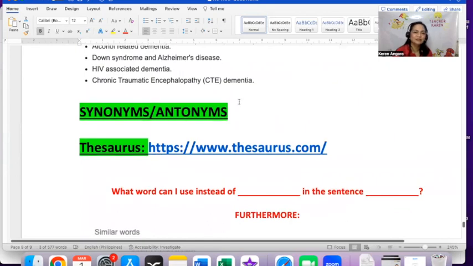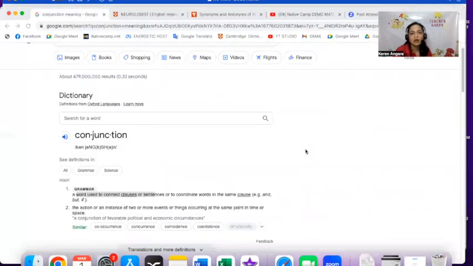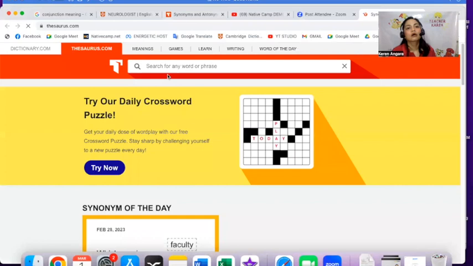We have synonyms and antonyms. And with this, you got to use thesaurus. Let's say, other than the word cure, what other words could I use in its place? Or does the word dementia have an opposite word or so, anything like that? So you could use thesaurus. Let's see if dementia has an opposite.